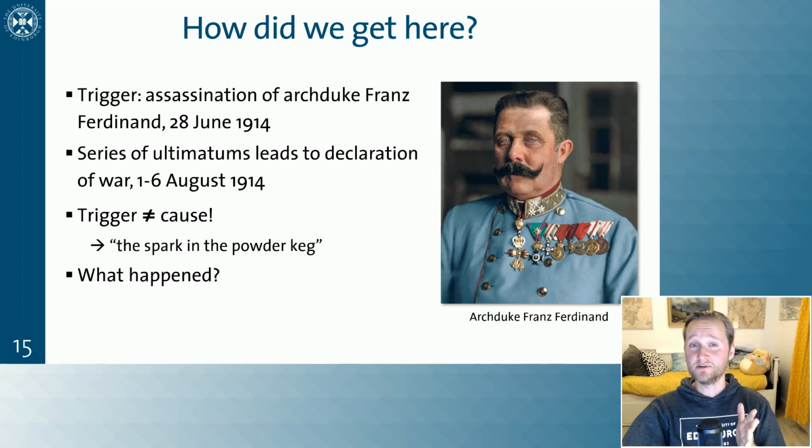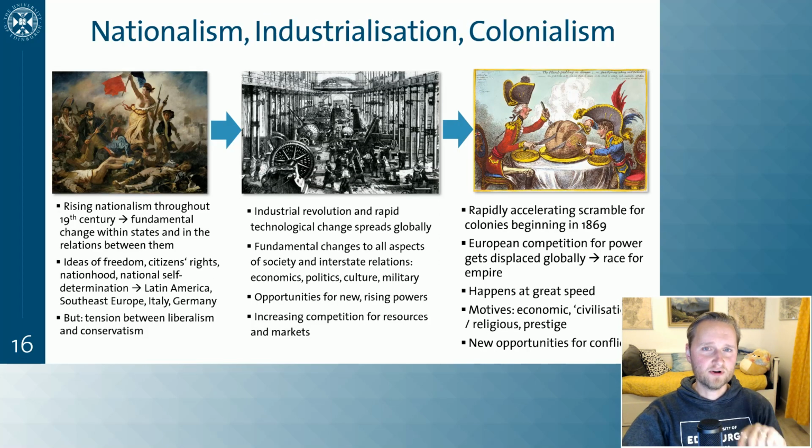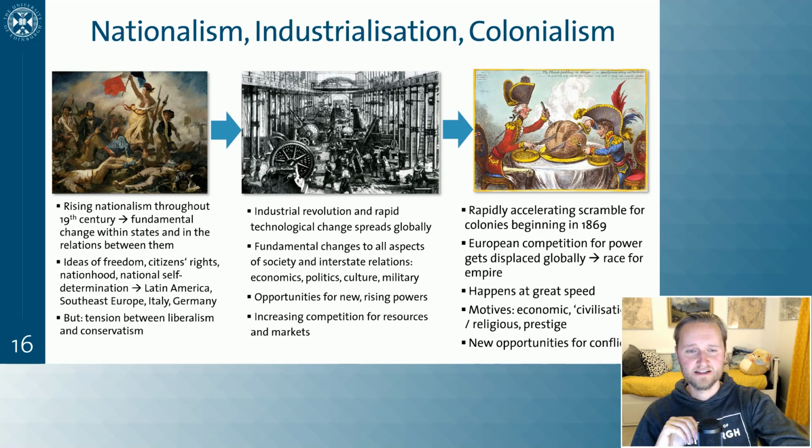So what then had happened? What had happened in those 99 years, basically, so that I can confidently say that it wasn't just the assassination of Franz Ferdinand? Well, I would point out that it was 3 big things that happened in the 19th century that were really important in bringing about this state of tension. The first was a rising nationalism.